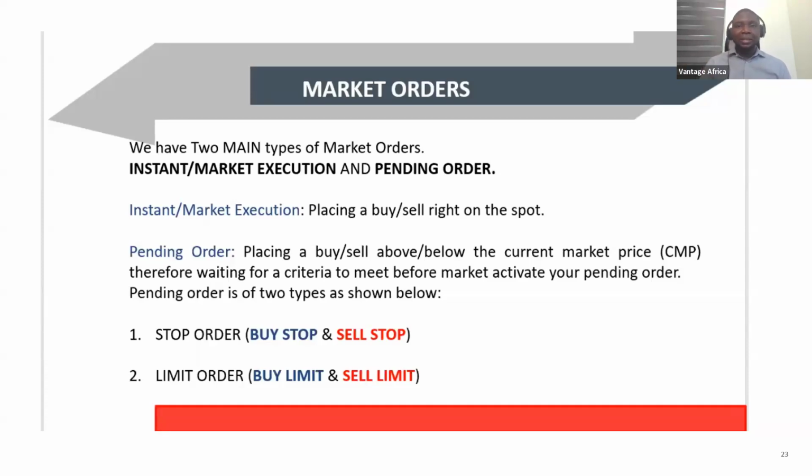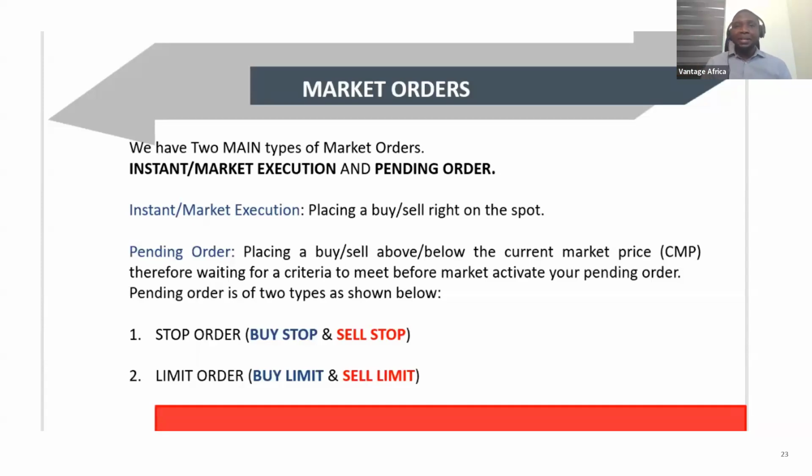Now the next type of order is what we call a pending order. So what kind of order is this? A pending order is placing a buy or a sell above or below the current market price.